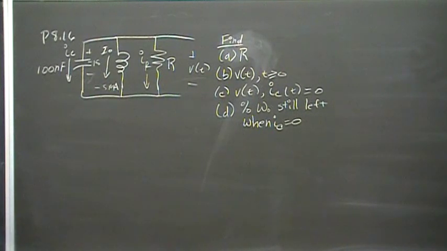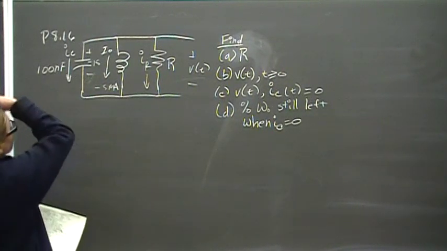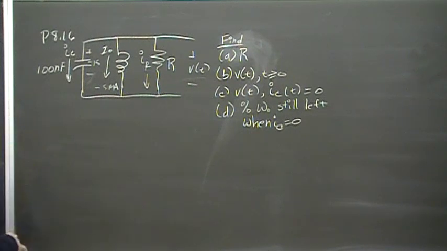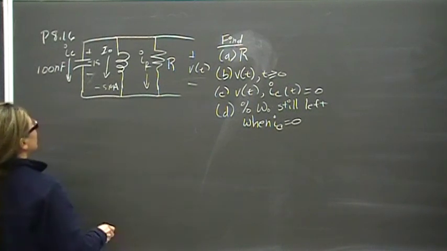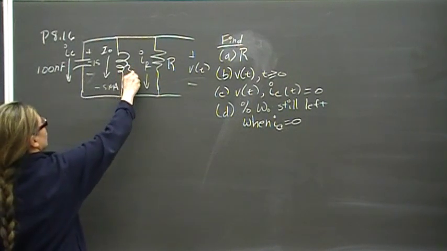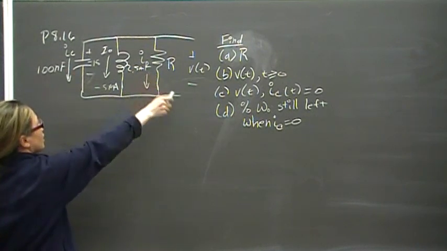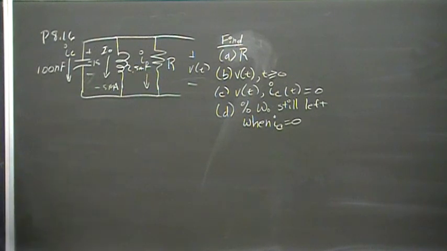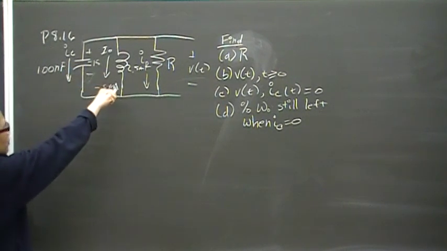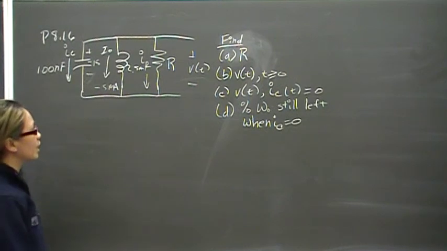Okay, so this is problem 8.16, and in this problem we have a 100 nanofarad cap in parallel with a 2.5 Henry inductor and a resistor. We don't know the value of the resistor yet. We have an initial voltage of -15 and an initial current through the inductor of -5 milliamps.